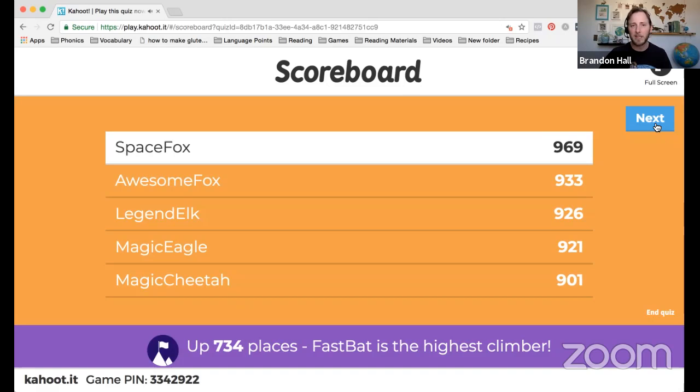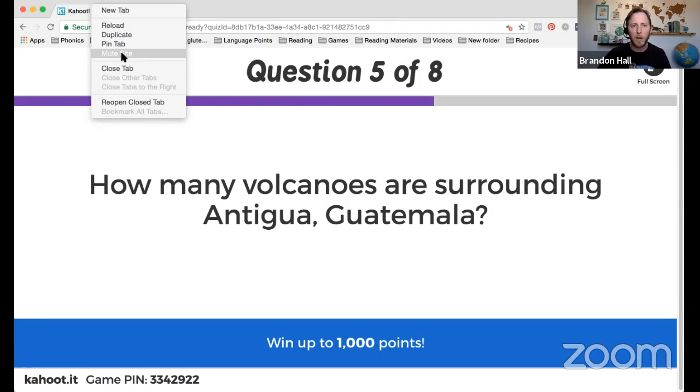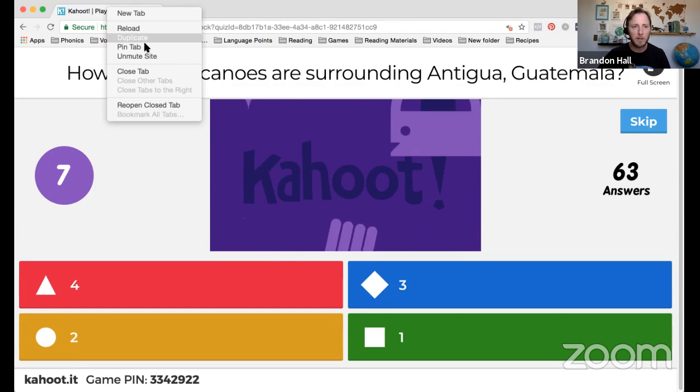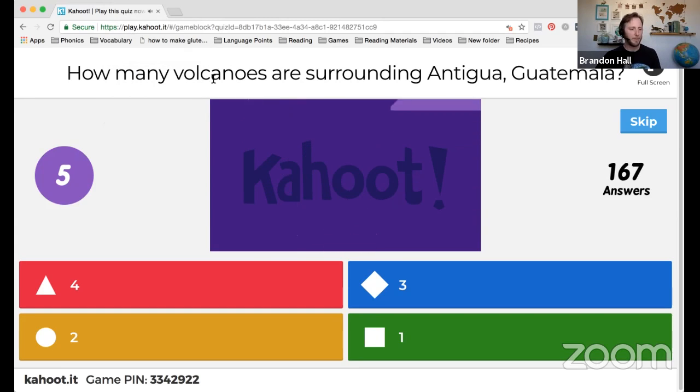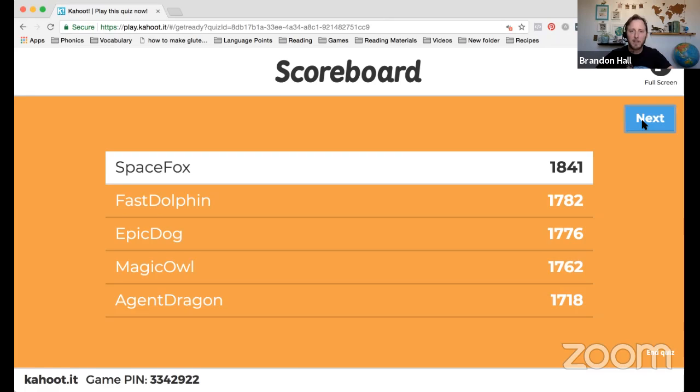Subduction. Space Fox takes the lead. Great job. How many volcanoes are surrounding Antigua, Guatemala? Is it 4, 3, 2, or 1? All right, it is 3. So it's Volcan Agua, water volcano, Volcan Fuego, fire volcano, and Volcan Acatenango. Space Fox still in the lead.